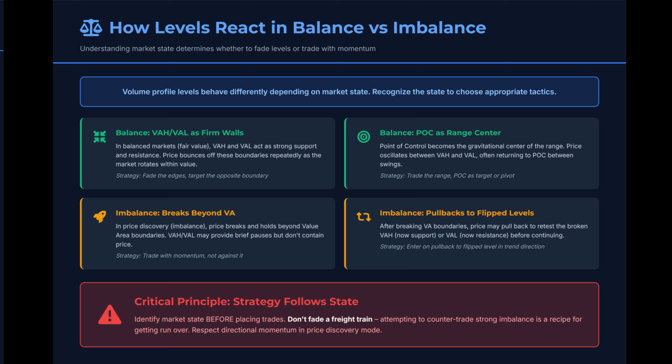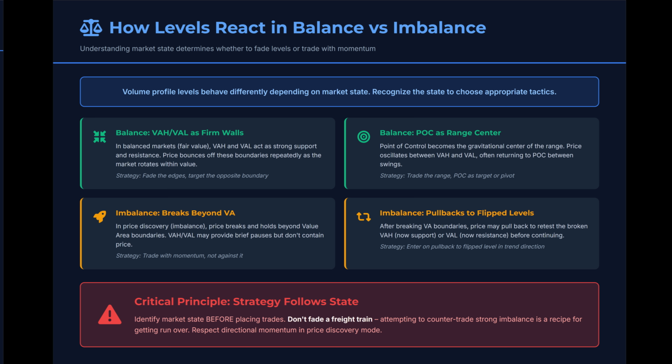Why does this work? Because the broken boundary becomes a new reference point. Participants who missed the initial breakout see the pullback as a second chance to enter. Those who are already long see the broken level holding as confirmation that the move is real. The collective behavior creates support at the old resistance or resistance at the old support, depending on direction. Your tactical approach is to enter on pullbacks to flipped levels in the trend direction.